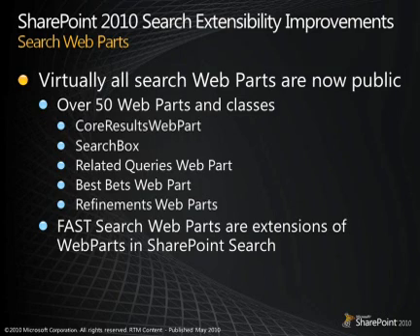As a sign of how open these web parts really are, the Fast Search team used these web parts as a basis for many of the web parts which ship as part of the Fast product. So the takeaway here is extending the search web parts through subclassing is a proven model, which we expect to see a lot of developers use.